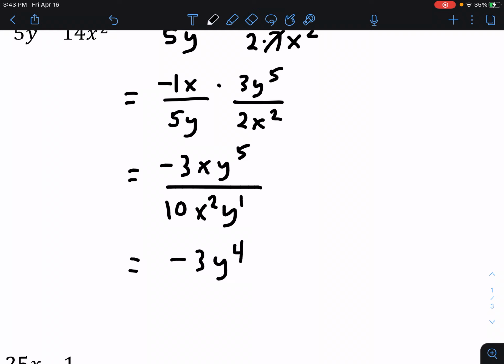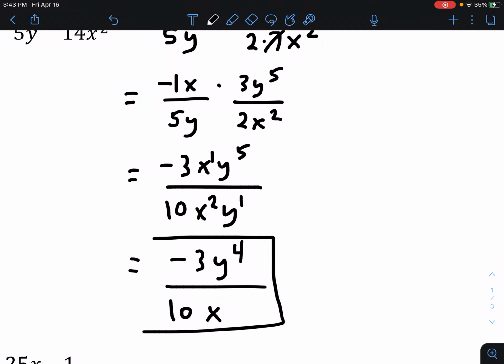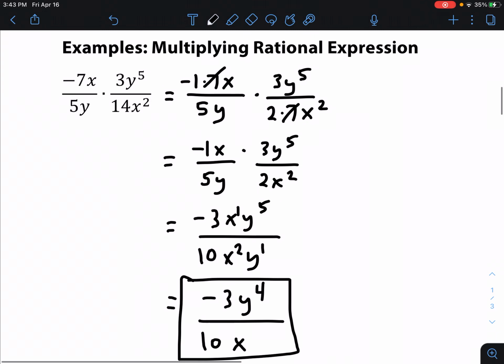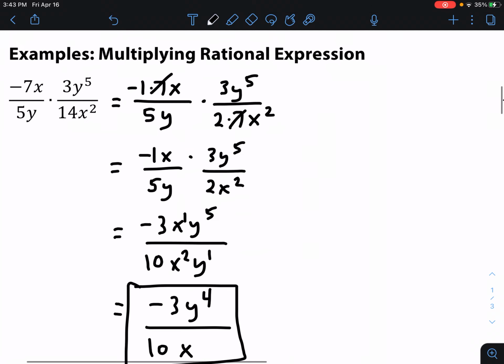I subtract 1 from the 5. And then it's all over 10x, because I have x to the 1 on top, x squared on the bottom. 2 minus 1 is 1, so it stays in the denominator. So this is the product of those two rational expressions. Okay, so it really got simplified quite a bit because the numbers are much less complex.